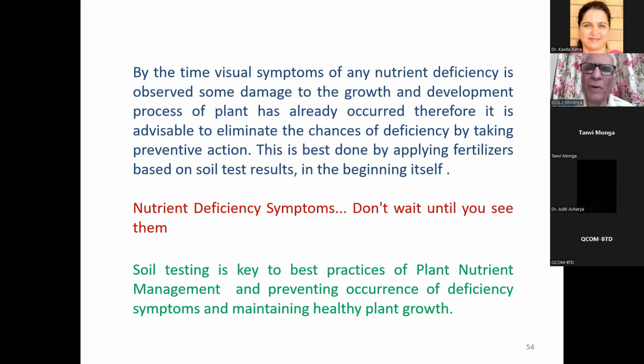This is very important that we look for the deficiency symptoms. That is important, but by the time these deficiency symptoms are observed, some damage has already been done physiologically in the plant system. So prevention is better than cure. We should apply fertilizer or manure based on the soil test result in the beginning itself.